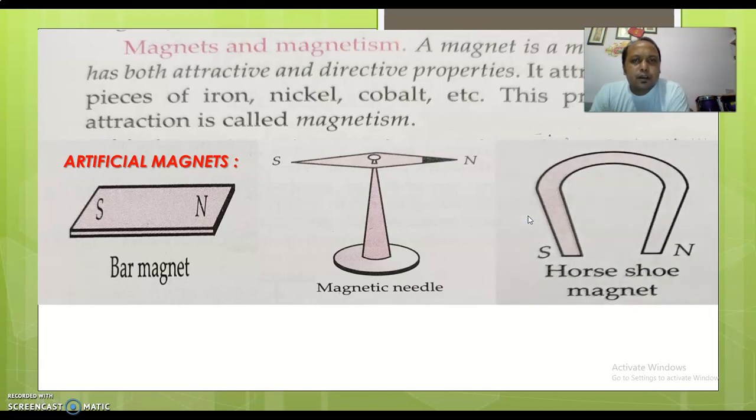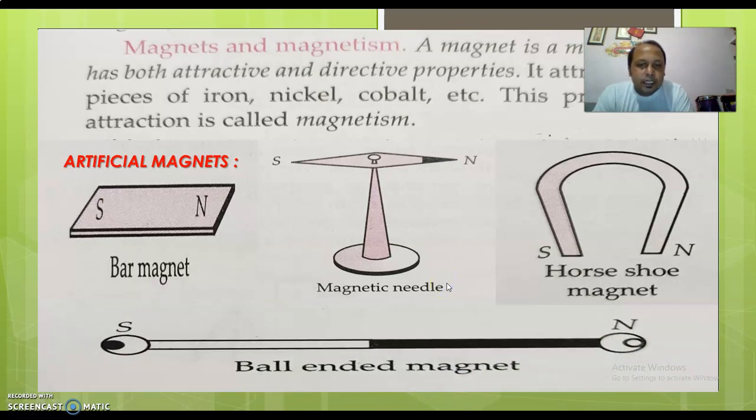Then another example of an artificial magnet is a horseshoe magnet. You must have seen a horseshoe, which is an iron piece in the shape as shown here. That's why it is called a horseshoe magnet, which has a north pole and a south pole. Another type of artificial magnet is the ball-ended magnet. Two balls are connected to the metallic ends, which are actually in the form of magnetic poles. One is the south pole, another is the north pole. So these are the examples of artificial magnets.